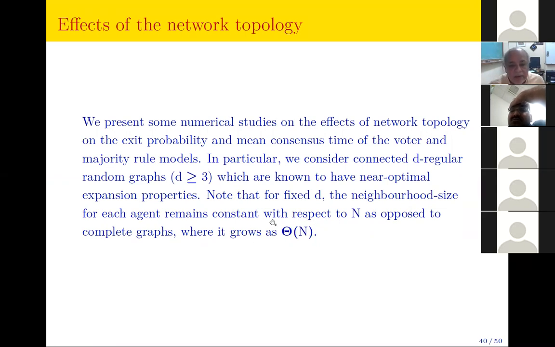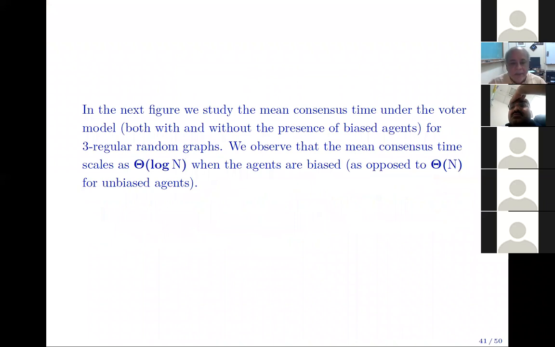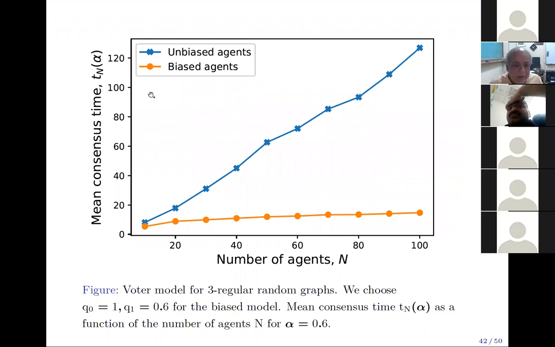In the earlier case, we said that we could sample from n over 2 or any n of this agent, but we could have also restricted ourselves to any number which is of the order of n. Here again, this doesn't grow in the order of n. But here also we observe that the mean consensus time is of the order of log n when the agents are biased, as opposed to order n in the unbiased case. And this is exactly what the mean consensus time is saying: in the biased case it grows logarithmically, in the other case it grows more or less linearly.